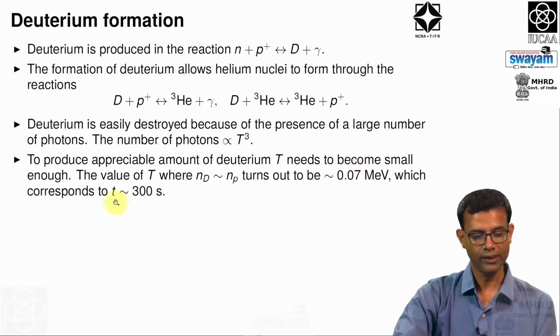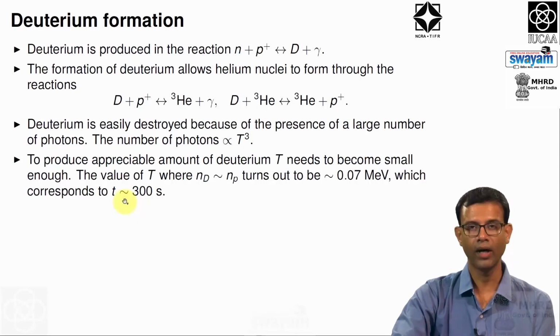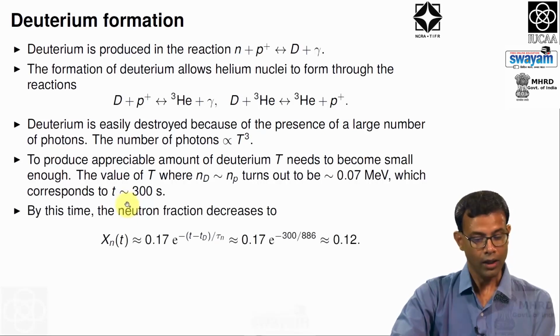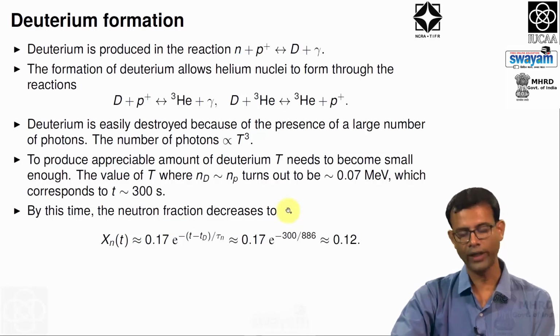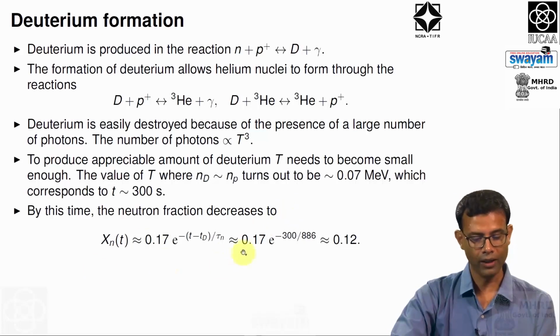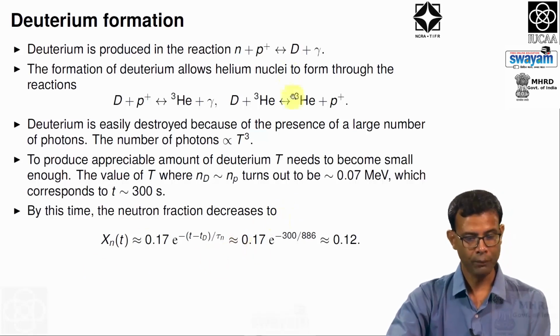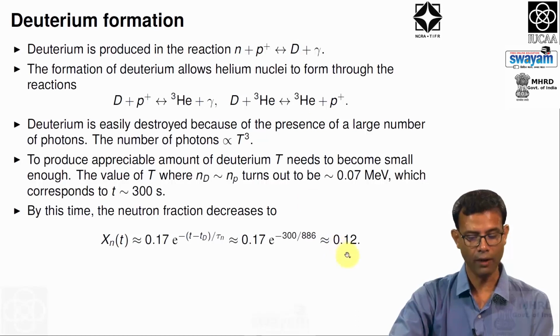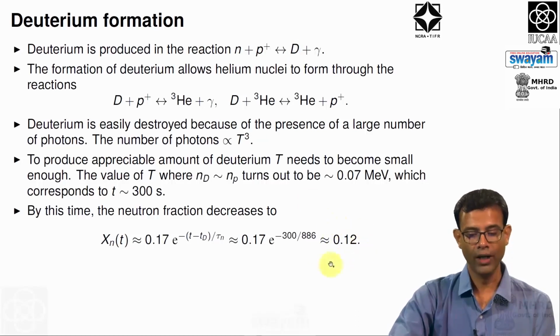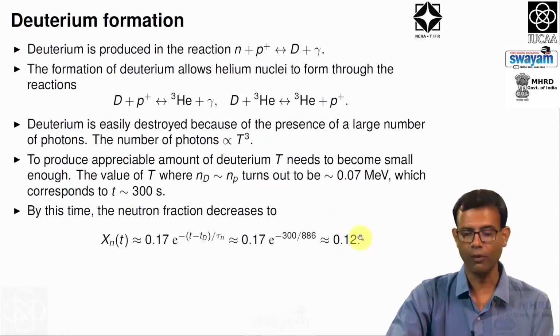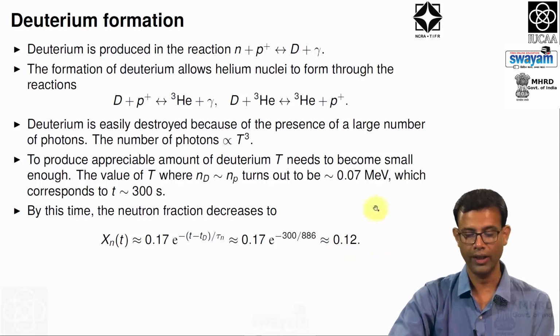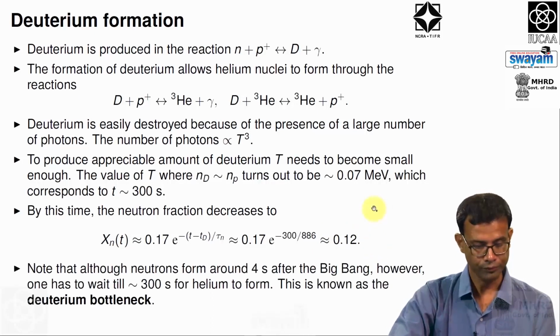This temperature occurs somewhere around a few hundred seconds. By this time, the neutron fraction would have decreased, because the neutron fraction would just keep going down, right. When it decoupled, it was just 0.17. By the time you form deuterium, it will come down to 0.12. Okay. The moment you start forming deuterium, no more neutron decay is allowed.